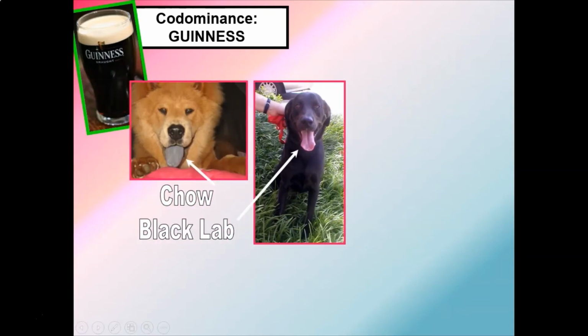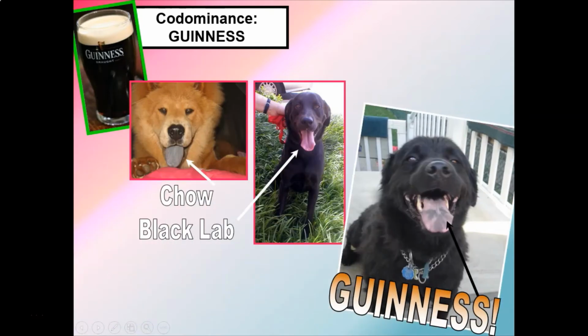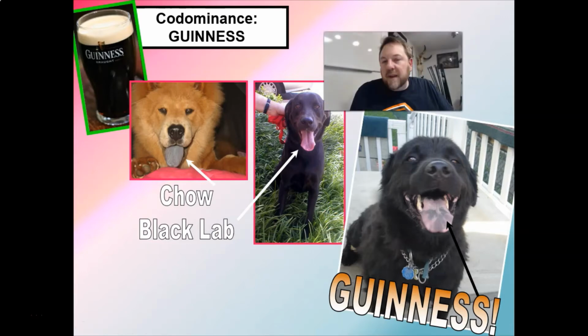Let's take another look at codominance. Well, what are we doing here? That's not appropriate. Why am I talking about Guinness? Well, that's my buddy. That's my dog. This was a couple dogs ago. I brought him to the vet because, look at that tongue. And I thought, wait, what's going on with his tongue there? And again, he was super, super black, his coat, and that's why we named him Guinness.